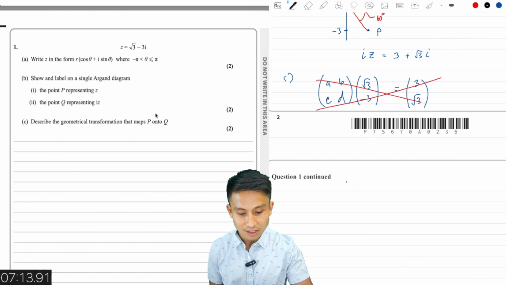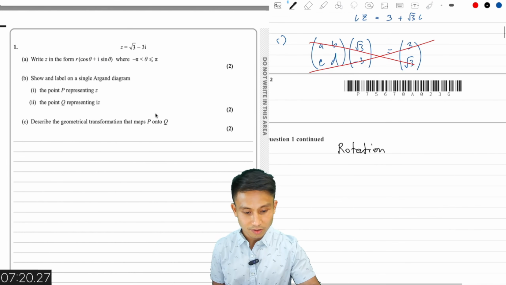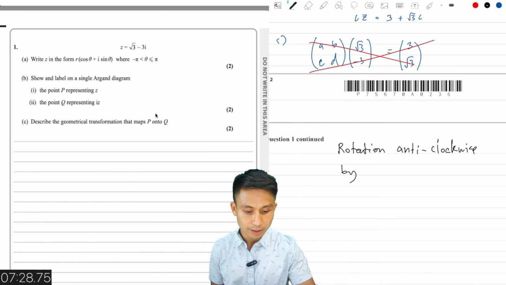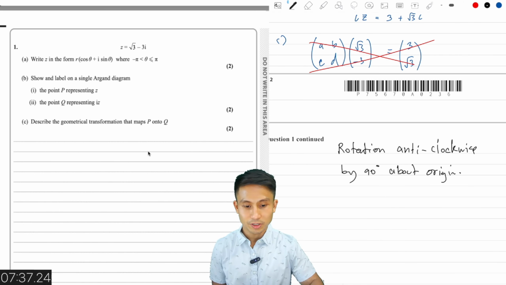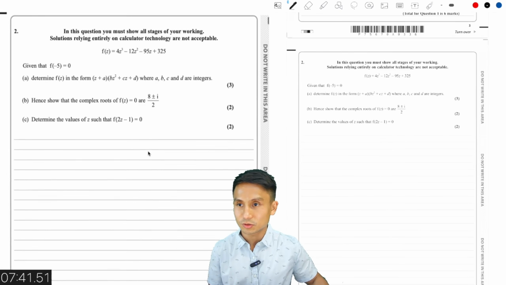So I'm just going to say here rotation. And of course, I didn't mention that it is rotation about the origin. Rotation anti-clockwise by 90 degrees about the origin. That would be enough to explain everything. P onto Q. Yeah, I think I'm happy with that. So let's go to question 2.